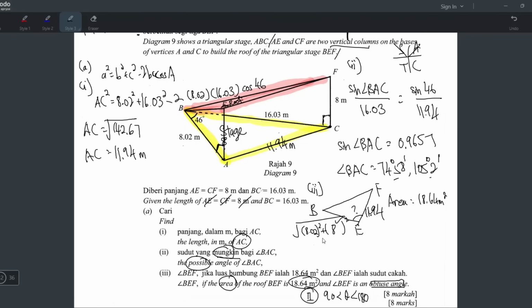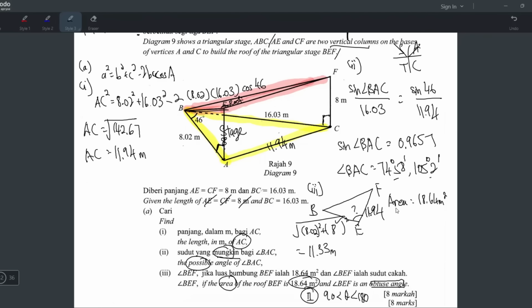Okay, plus or minus? Plus, because you are finding the hypotenuse. You can see this side is opposite the 90 degrees, so you are finding the longest side of the right angle triangle. So you have to plus. So you can actually find this. So what do you get? 11.33 meter. So that's the BE panjang.